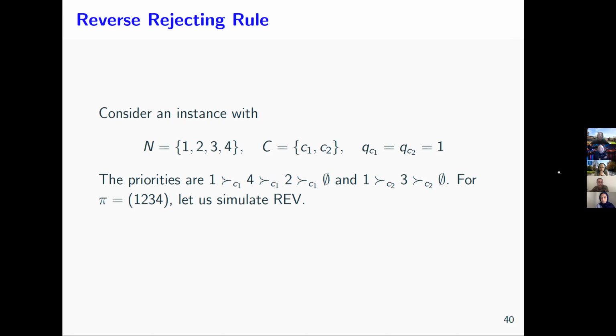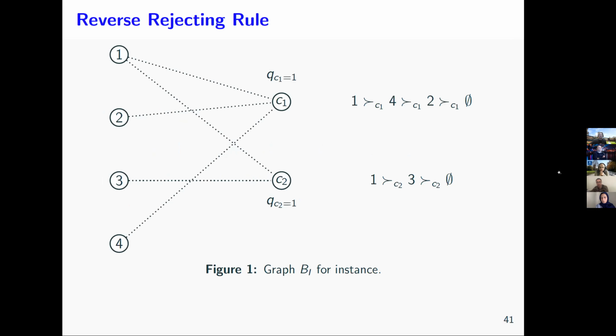So let us simulate the reverse rejecting rule on this particular instance while using the baseline ordering of 1, 2, 3, 4. We start with an eligibility graph, the underlying eligibility reservation graph, which is agents on one side, categories on the other side, and an edge signifying the eligibility requirement. After that, we will keep on modifying this graph by deleting agents. If we can delete an agent, we will delete it. Under certain circumstances, we will decide not to delete an agent.